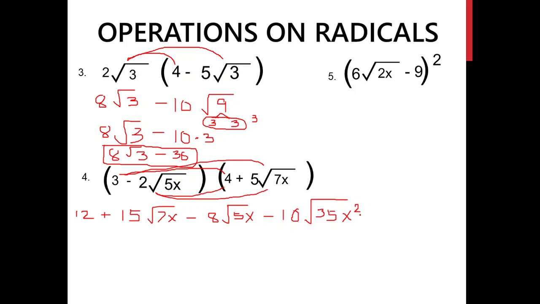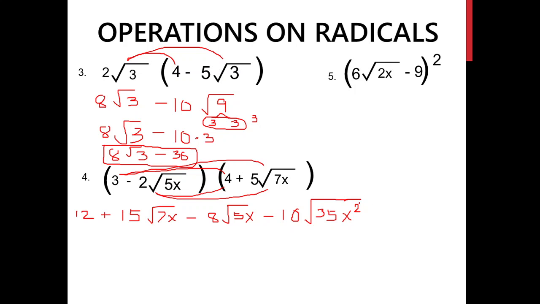Okay, there. Now, square root of 7x is already in its simplest form because 7 is already a prime number. X here has only one exponent. Also here, 5 is a prime number. X has one exponent, so simplest form. But this one, 35 can be divided by 5, but it will give us 7. And since the index is 2, we need 2 pairs. So 35 is already in its simplest form. But the x squared here, we can simplify.